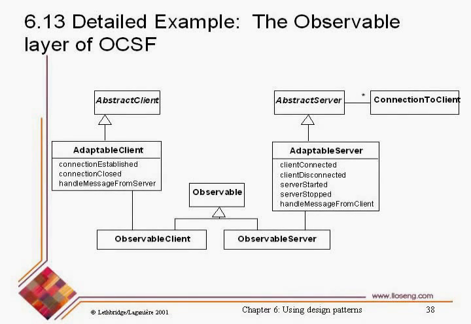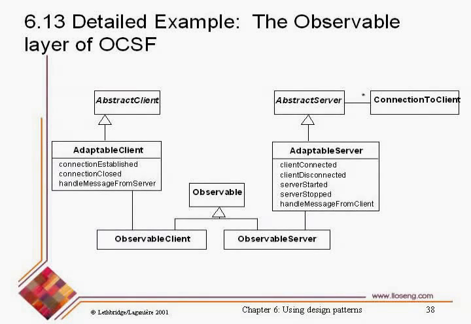It has connection established. Remember, this is one of those hook methods that you can implement to do something. It has connection closed, another one of those. And it has the all-important slot method, handle message from server. Remember we said this is the only thing you actually have to implement. The other ones you could ignore if you want. They do nothing, you can leave them do nothing. But adaptable client will in fact implement all of them. But it has to implement handle message from server, so it has a default implementation of that.